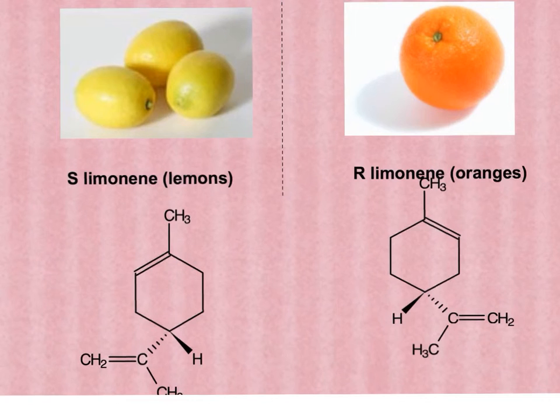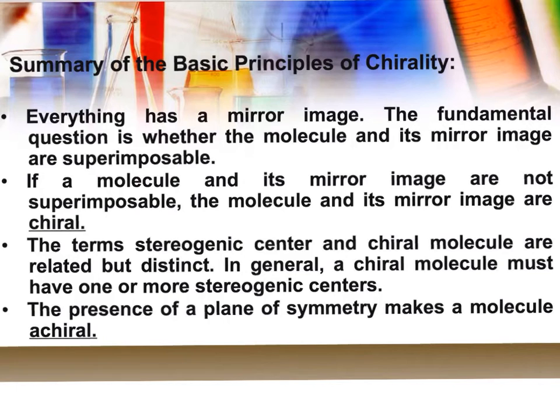Now we can also see how this relates with lemons versus oranges. And so we can see that an S form gives us the taste for a lemon, while the R form gives that taste for an orange.